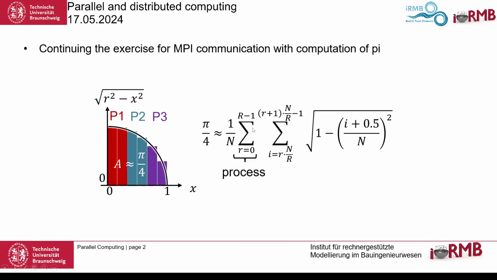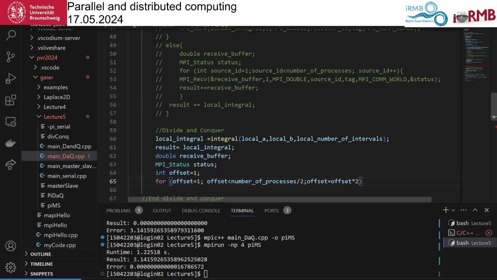And then there is the outer loop, which is now parallelized, and the work of the master there is summing up these integrals. So what we have done is the local integral. The local integral is now being calculated and is in local integral here in line 60.